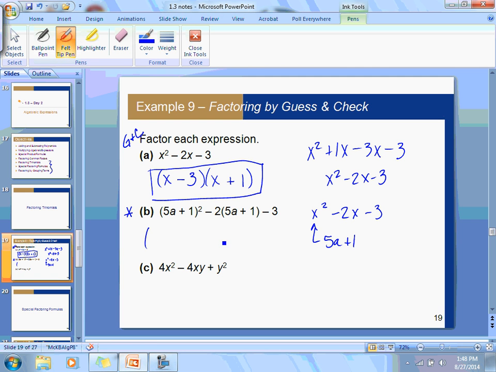So I still need two sets of parentheses. I'm going to make them a little bit bigger because we're going to have some more terms in here. And instead of asking myself, okay, what times what is x squared, and putting an x and an x, I'm going to put the 5a plus 1 in that x spot. Because 5a plus 1 times 5a plus 1 is 5a plus 1 squared. And then I still need the factors of 3. So the factors of 3 that would add up to a negative 2 would be a 3 and a 1, and I'd have to make the 3 negative and the 1 positive.